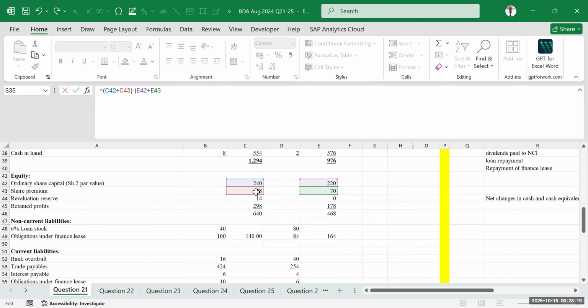Then I also want you to look at the ordinary share capital line. Opening was 220 and it closed at 240. I hope you are also seeing that the account increased from 220 to 240.